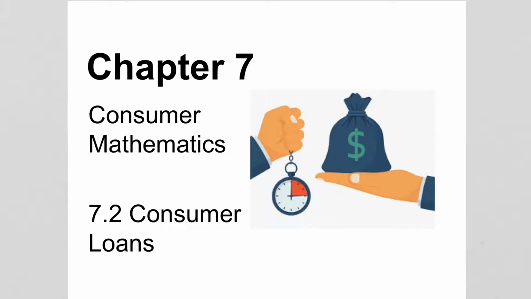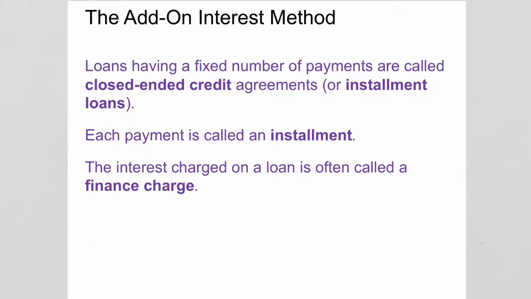Today's section is on loans. The add-on interest method. Loans having a fixed number of payments are called closed-ended credit agreements or installment loans. Each payment is called an installment. The interest charged on a loan is often called the finance charge.